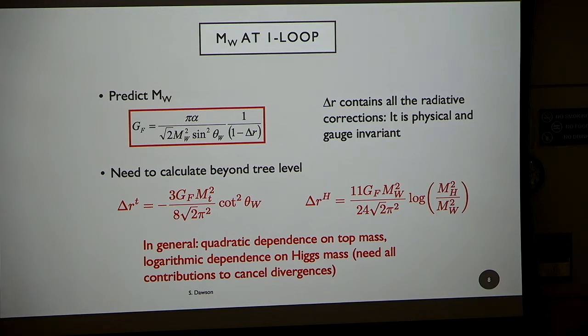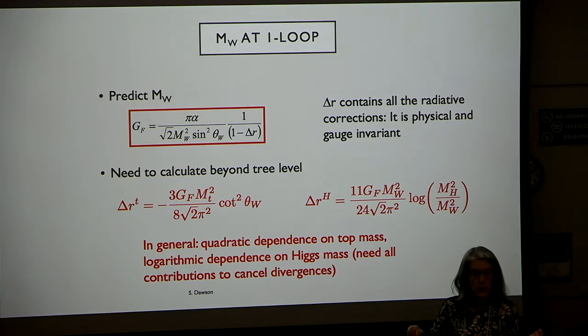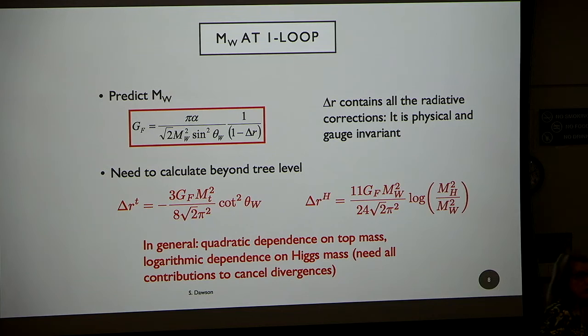The radiative corrections to G Fermi have corrections not only from the 2-point function of the W, but they have corrections from box diagrams and triangle diagrams. There are a lot of pieces that go into the corrections to G Fermi. It's not just the renormalization of the 2-point functions. But all these things can be calculated.